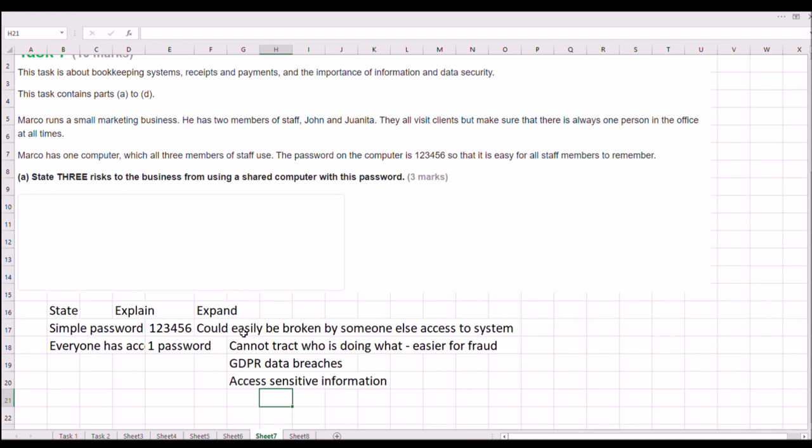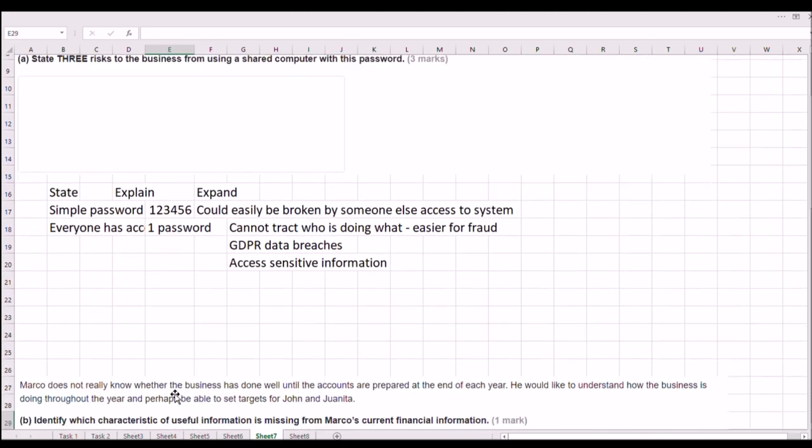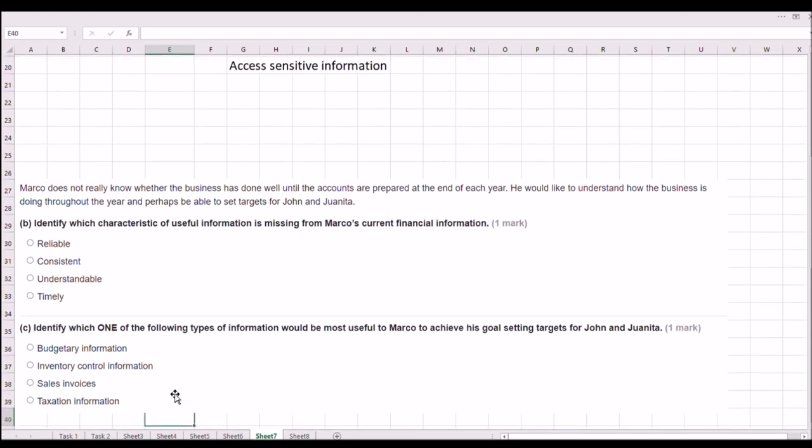So I've gone through 1, 2, 3, 4. So I've got four risks there. So okay, I've given four, and I'm going to get three, and I think I've covered all the points in the answer.